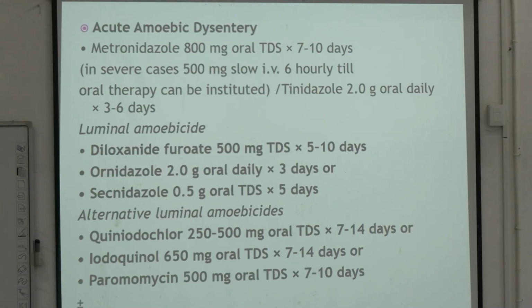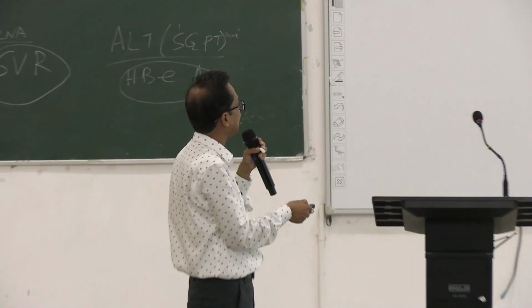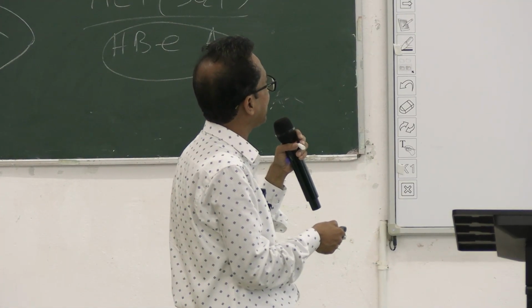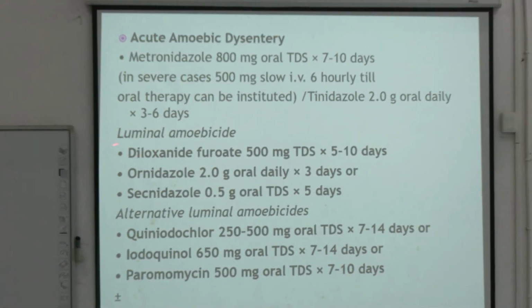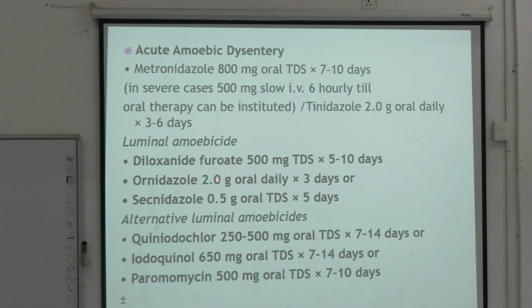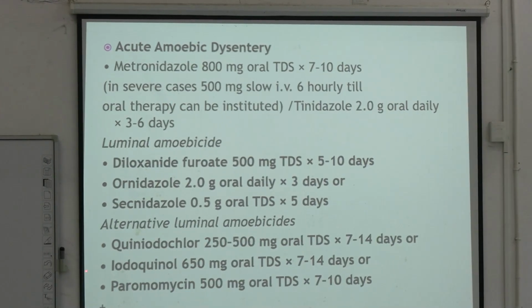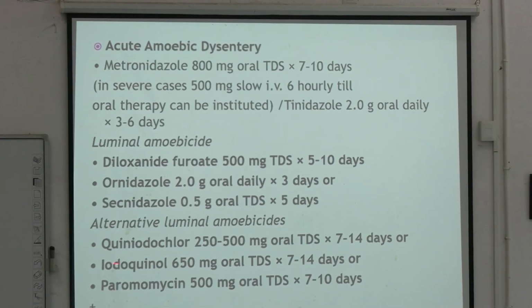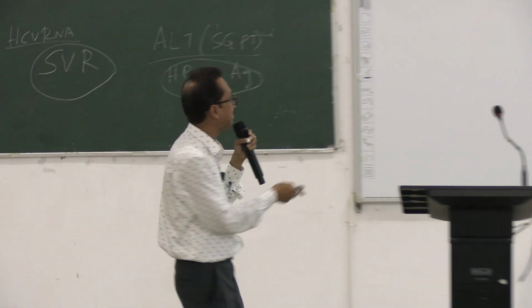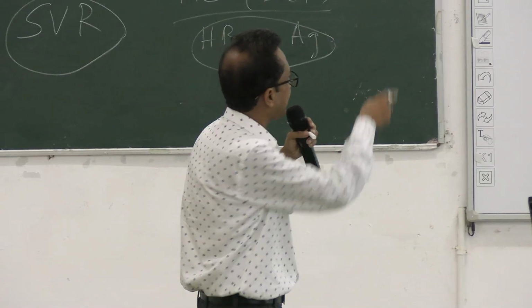Now for parasitic infections, let's start with amoebic dysentery or amoebic liver abscess. You all know the treatment: metronidazole 400 to 800 mg TDS for 7 to 10 days. In severe cases or in amoebic liver abscess, IV can be given. What are the luminal amoebicides? Sometimes along with metronidazole, diloxanide furoate can be used as a luminal amoebicide. Previously used were iodoquinol and clioquinol. So for acute amoebic dysentery, remember metronidazole only. Metronidazole can be sufficient for amoebic liver abscess.